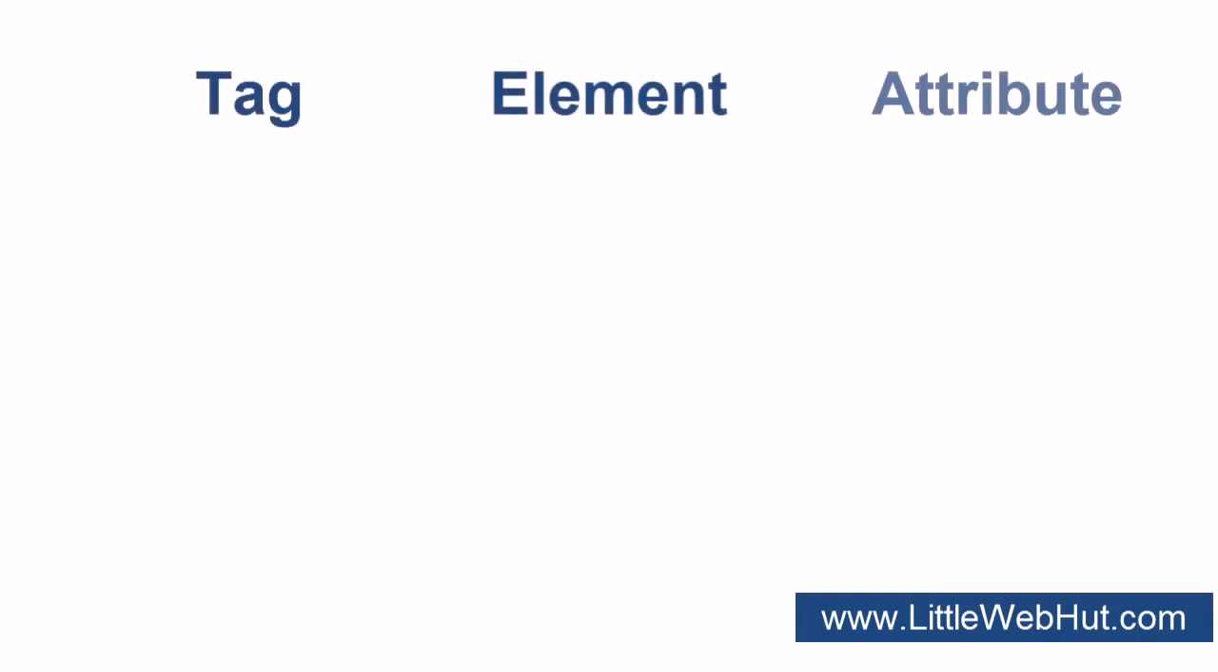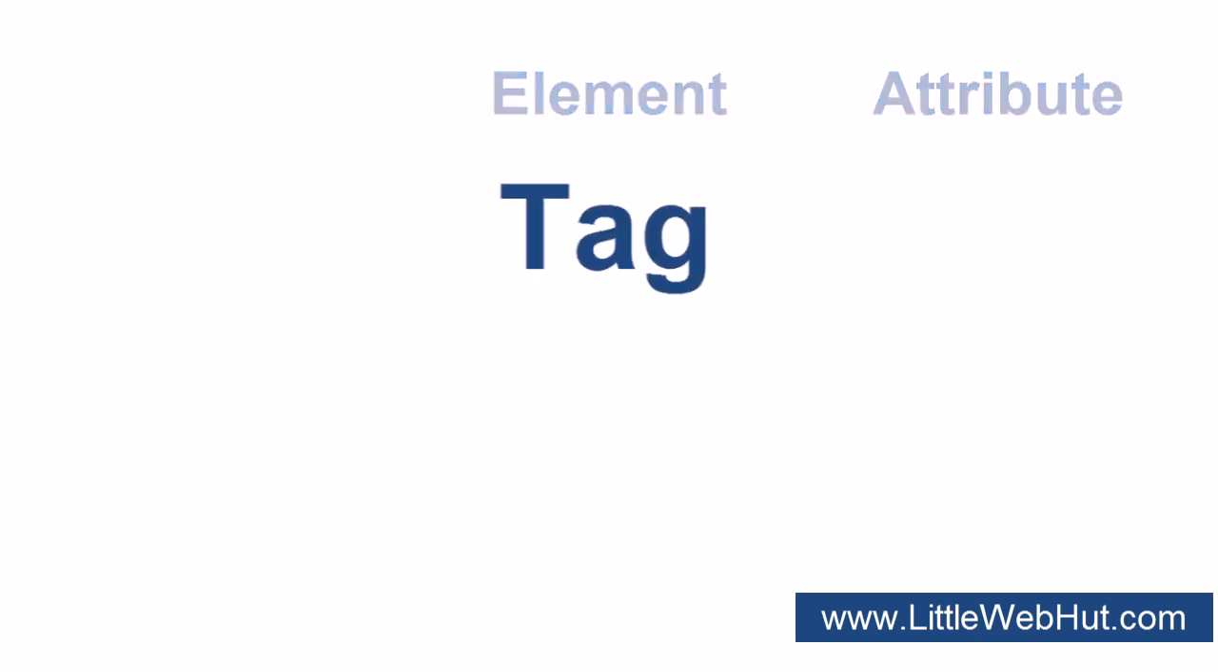I'll start by defining a few terms that you will be hearing me use frequently. The terms are tag, element, and attribute. Let's start by looking at a tag. This is a title tag. It has a tag name that is surrounded by angle brackets.